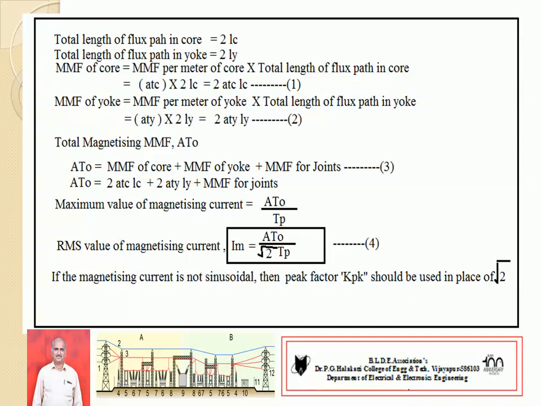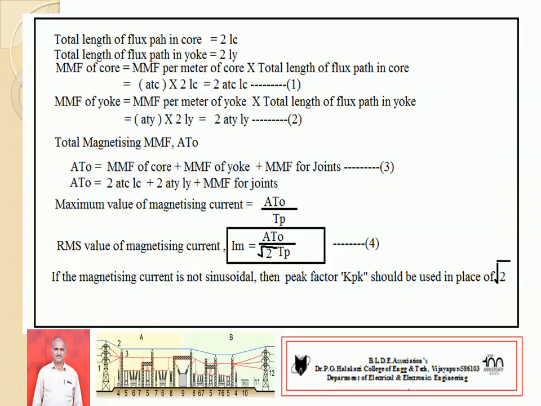So the maximum value of magnetizing current is given by AT0, the total magnetizing MMF, divided by the number of turns in the primary winding, Tp. Then the RMS value of magnetizing current, Im, equals AT0 divided by root 2 times Tp. Equation 4 is obtained. If the magnetizing current is sinusoidal, this equation 4 represents the RMS value of magnetizing current.